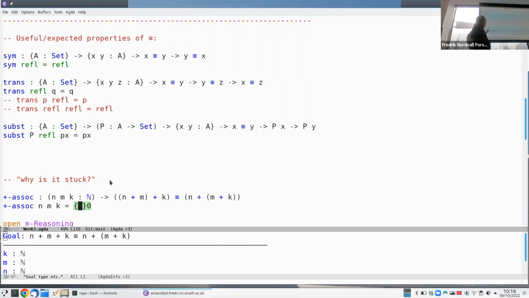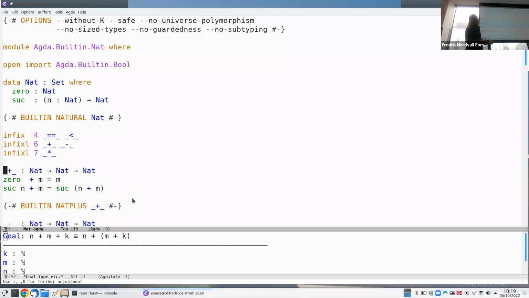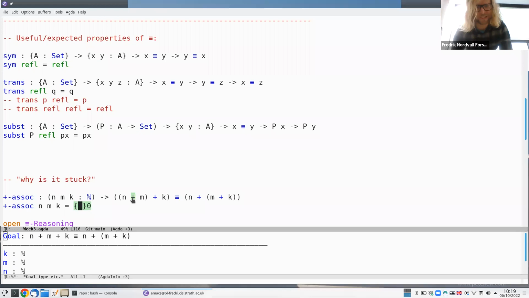So usually this equation is not immediately true yet, because the definitions that are involved, in this case just plus, are stuck somehow, right? What I mean by that is that if I look at the definition of plus, it's defined by these two equations, where the first argument is either zero or a successor. But in the equation we have here, none of these first arguments are a zero or a successor, right? So we are stuck. We don't know which of the two equations to reduce with. So the game is always, why is it stuck? And then we try to pattern match on the thing that gets it unstuck, to make a little bit more progress, and then it's stuck again, and so on.